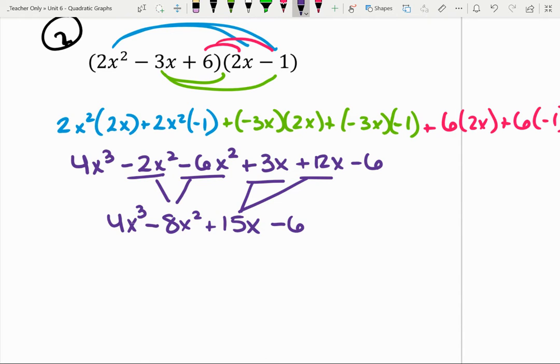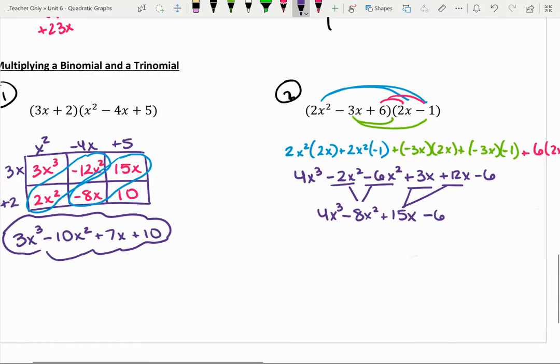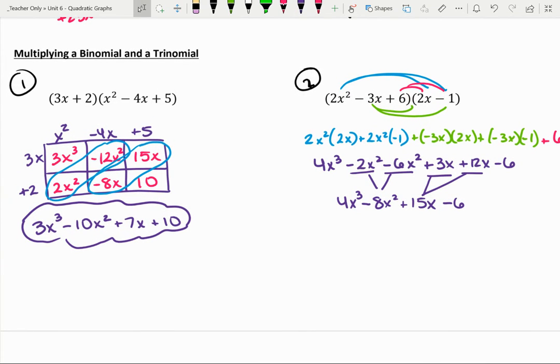So obviously, the more terms you add, the more work you make for yourself. But either method, double distribution or the box method, turn this process into smaller bite-sized pieces that are really easy to manage.